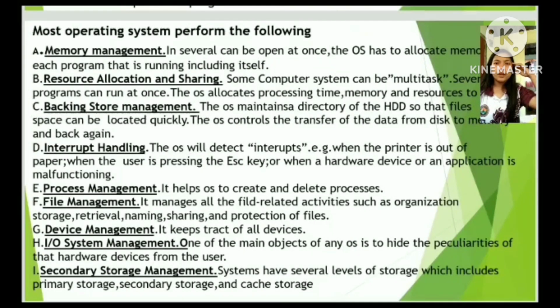This operating system performs the following tasks. Memory management: several programs can be opened at once. The OS has to allocate memory to each program that is running, including itself.